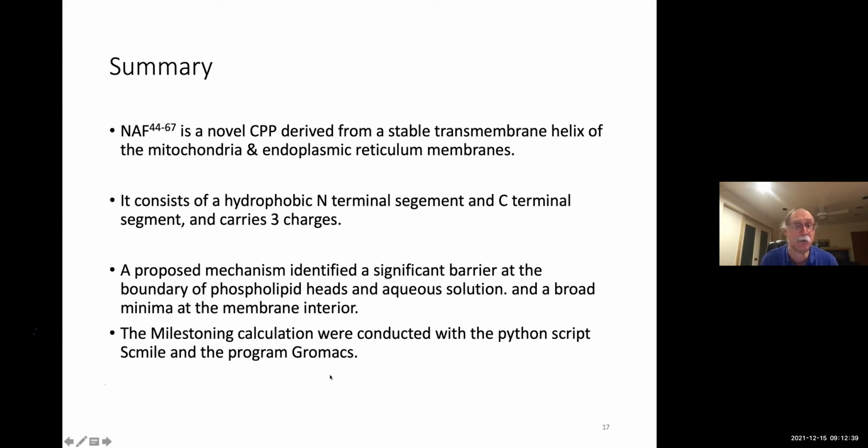The proposed mechanism tells us that there are significant barriers at the boundaries of the phospholipid head and aqueous solutions, and a broad minimum in the membrane system. It took some effort. This calculation took us like two years or maybe even a little bit longer. But within the milestoning calculation, we were able to do that using a Python script that we are making available. As the MD engine, we are using the GROMACS program.